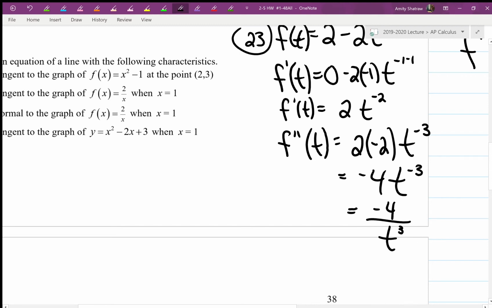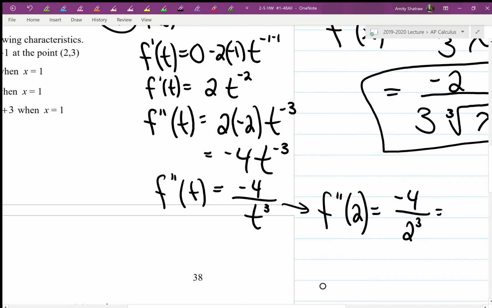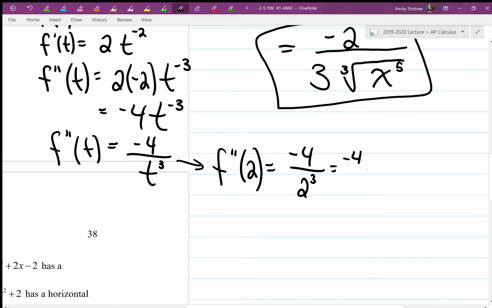Okay, wait a minute. That wasn't what it asked for, is it? It said find the second derivative because there were 2 prime marks. But now it wants me to do what? It wants me to plug in f prime of 2. And what is f prime of 2? Well, negative 4 over 2 being cubed is going to end up being negative 4 over 8, which is the same thing as negative 1/2.